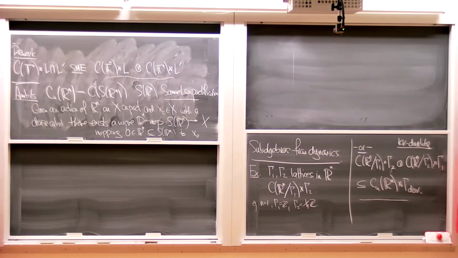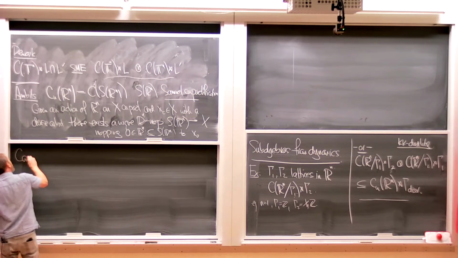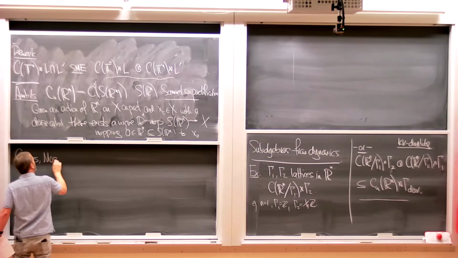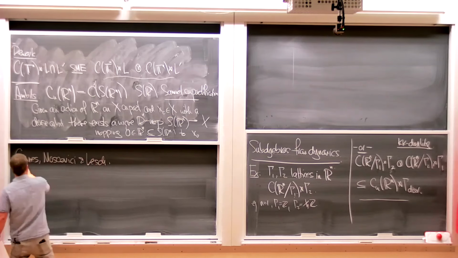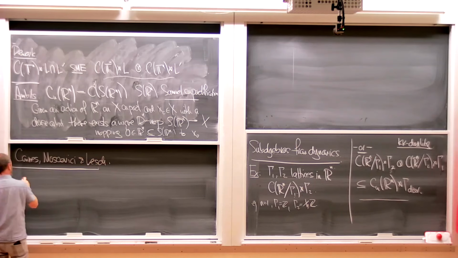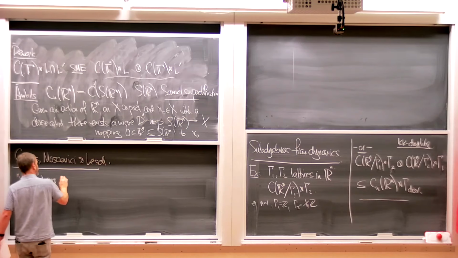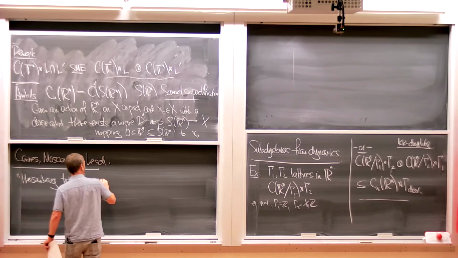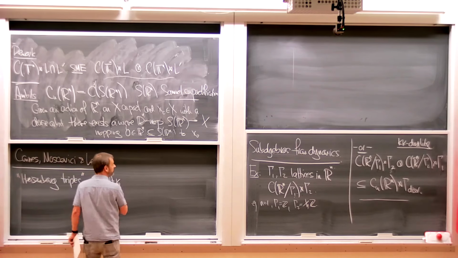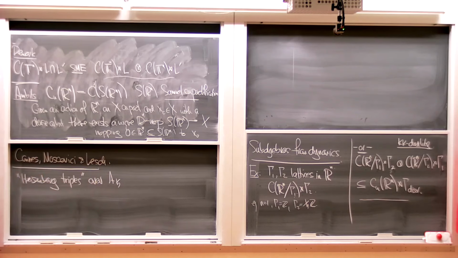I should mention that Connes, Moscovici, and Lesch studied what I think they called Heisenberg cycles or Heisenberg triples over the irrational rotation algebra, which, as I mentioned, fits into this. It's a subalgebra of this, and they proved a few things.